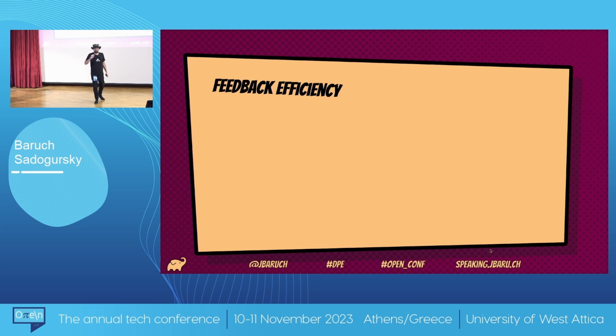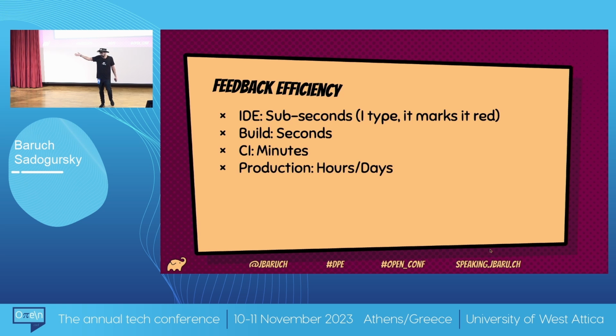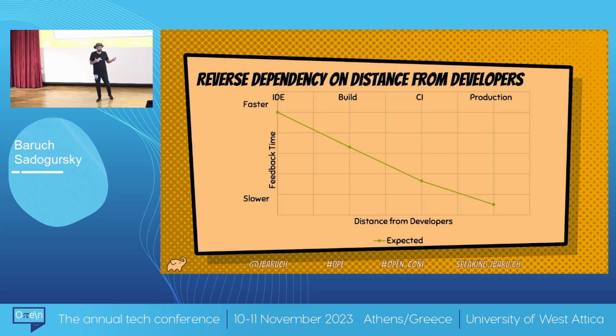Foster faster feedback. A couple more points about that. What is feedback and how important is it for us? We write code in our IDE. Our feedback is immediate, right? Especially after you won those IntelliJ and JetBrains certificates. Now your feedback from the IDE is even better. Build. You expect your build to be very fast. CI, well, suddenly you care less how long CI takes. And feedback from production, it's important, but you definitely do not wait for it. So it's a reverse dependency on distance from developers. The closer it is to developers, the more interested we are in faster feedback.